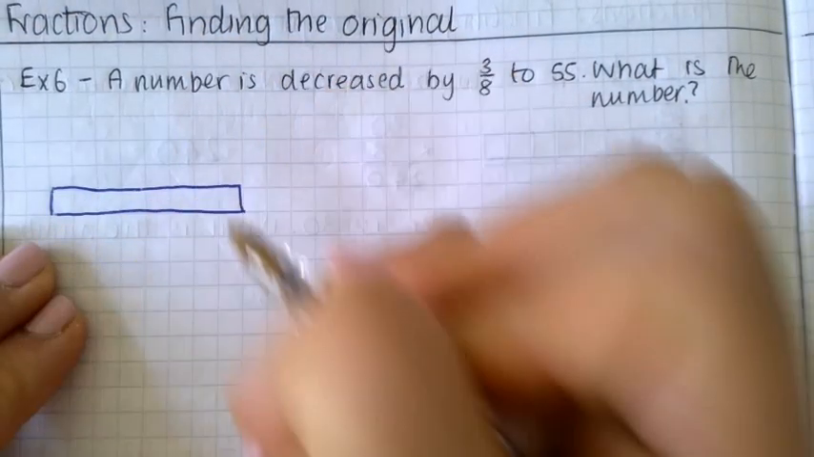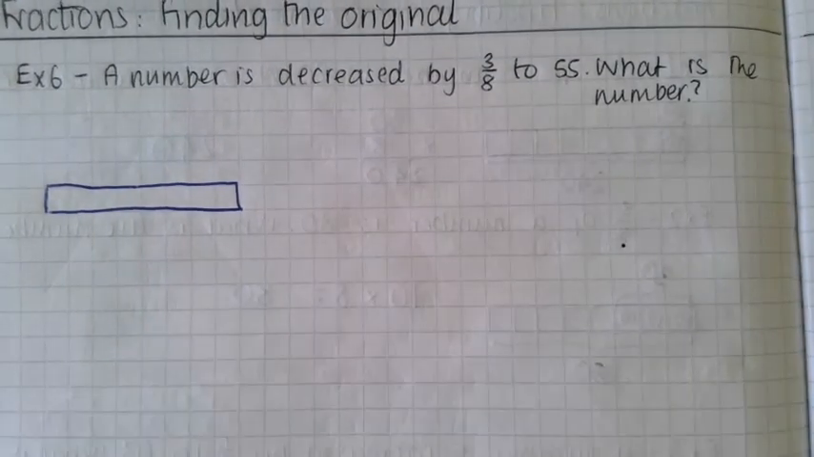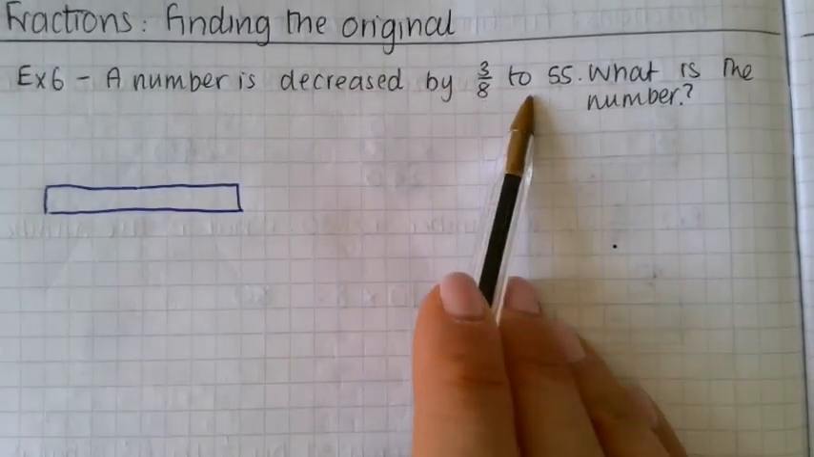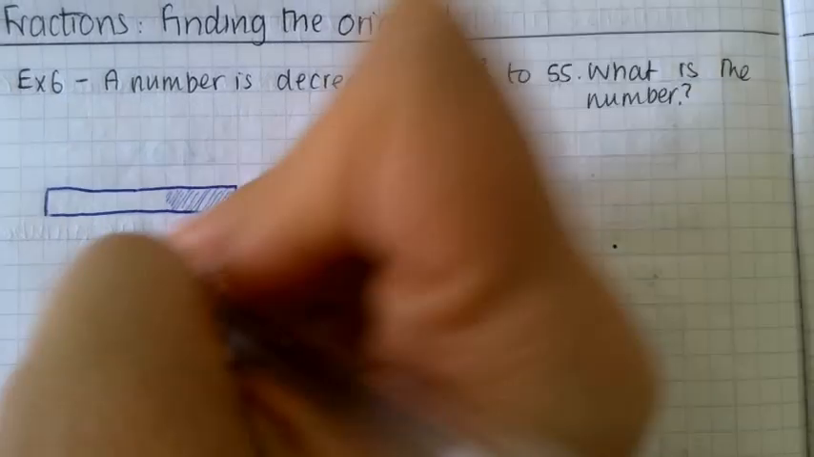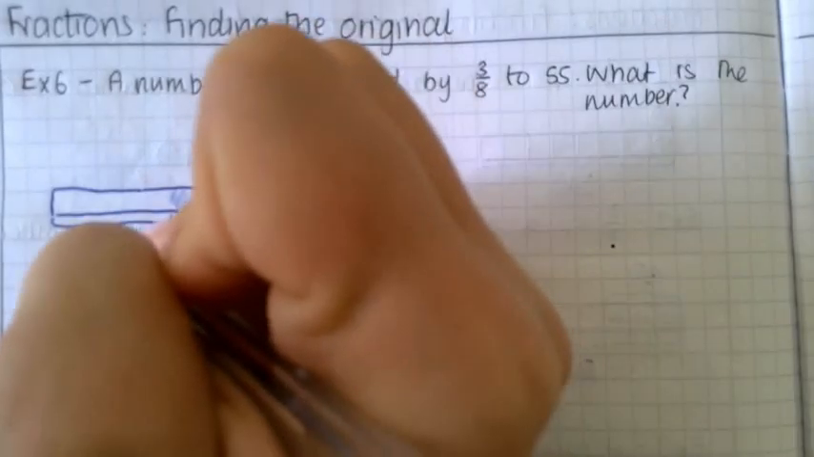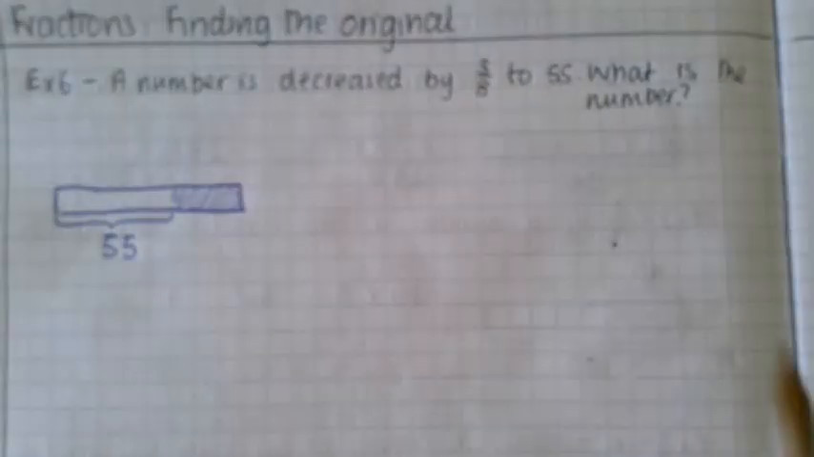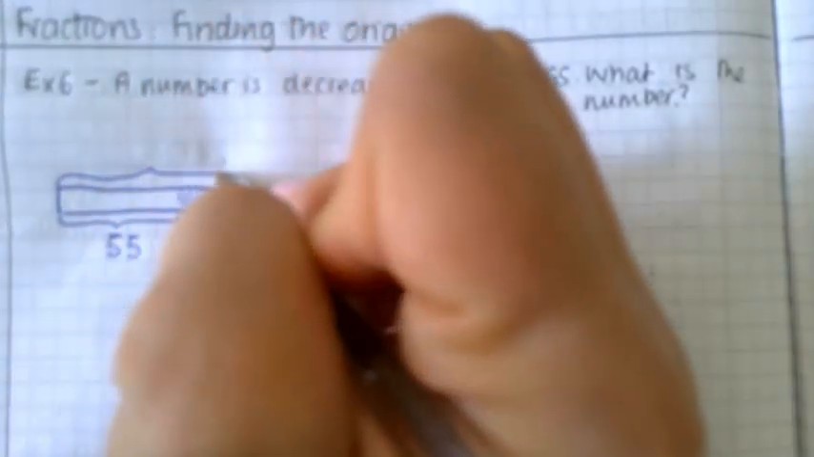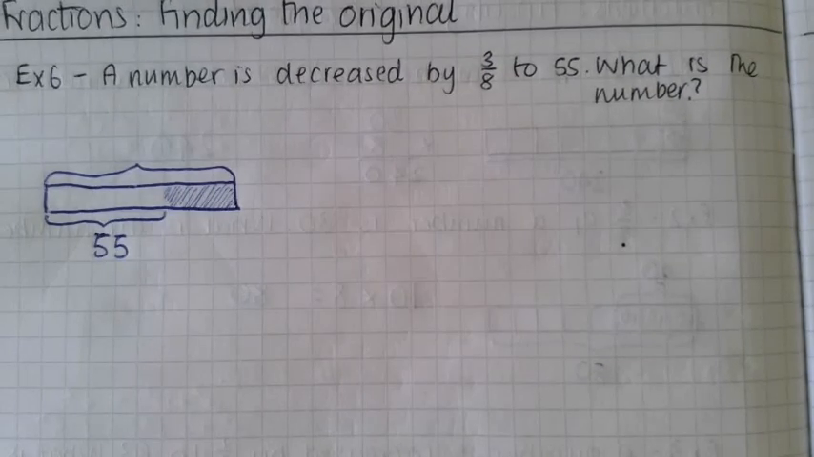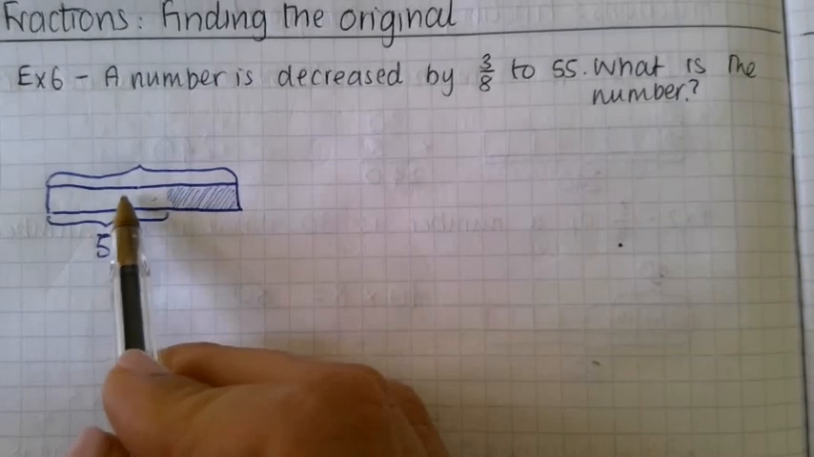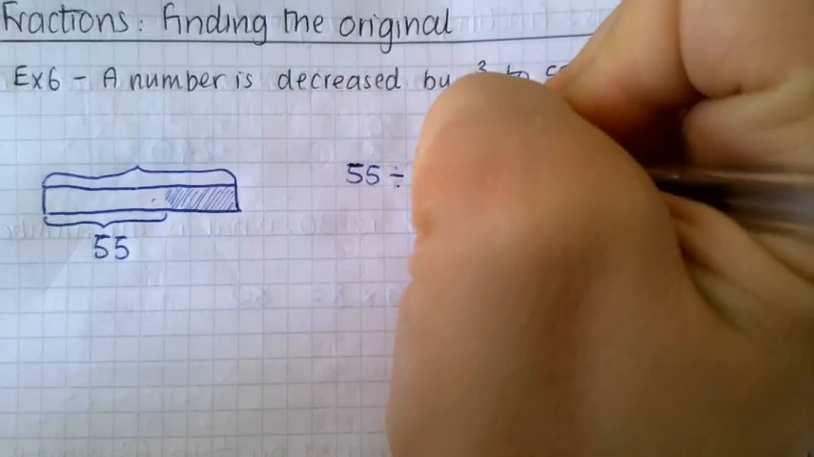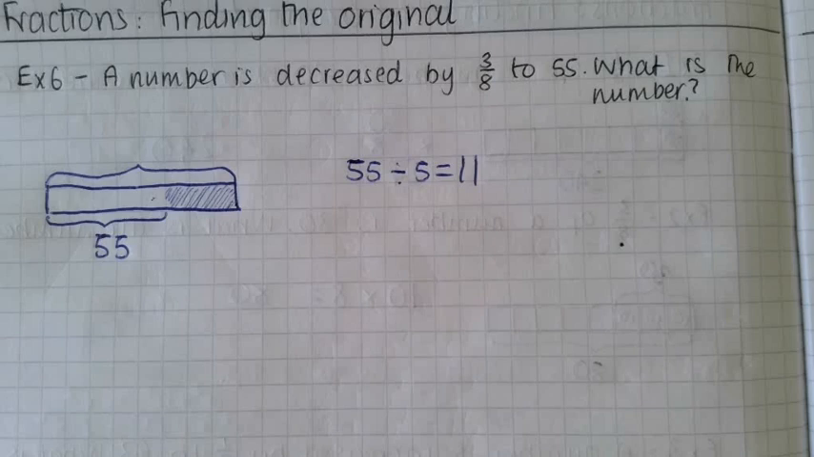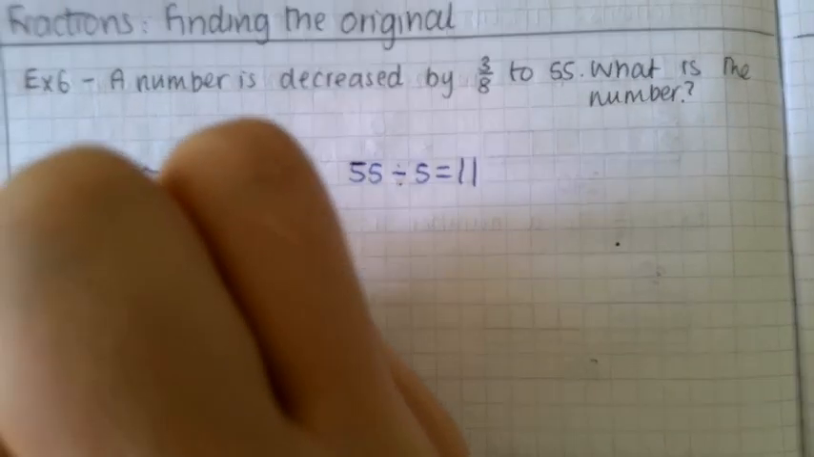And I can draw eighths by just using 8 squares. And this number was decreased by 3/8 to get 55. So 3 of these eighths were kind of chopped off this number. And we got 55. And we want to find what this original number was. So I need to know what one little square is worth. So I can see that 1, 2, 3, 4, 5 squares are worth 55. So one little square is 55 divided by 5, which is 11. So each little square is worth 11.